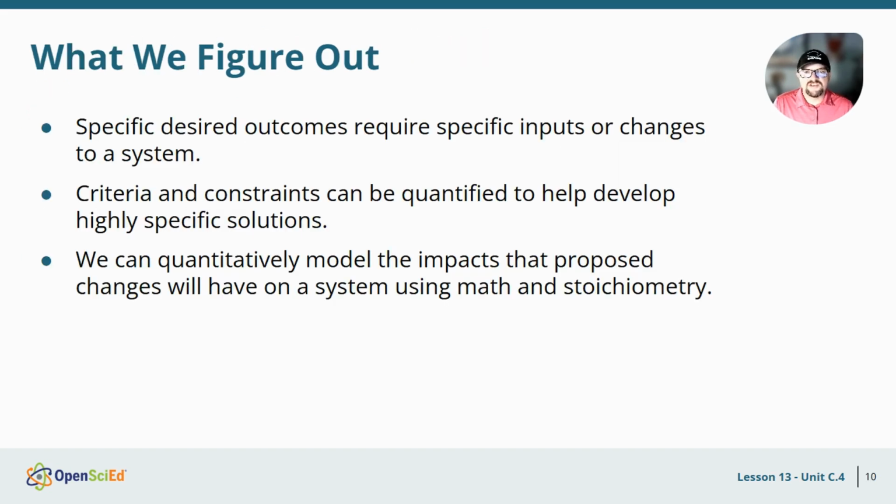By the end of these 2 days, students come away with 3 core realizations. First, they see that specific desired outcomes in a chemical system require specific inputs or changes to the system. Second, they figure out that criteria and constraints must be quantified to evaluate whether a design is successful. Third, they realize that mathematical models and stoichiometry allow us to quantitatively predict and model the impacts that proposed interventions will have on ocean chemistry.